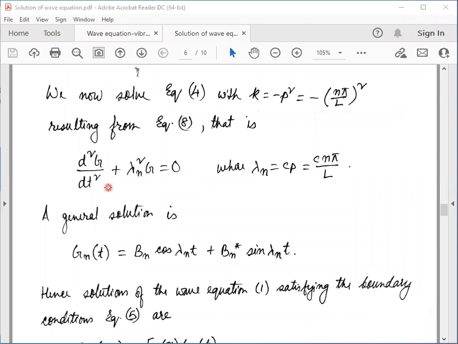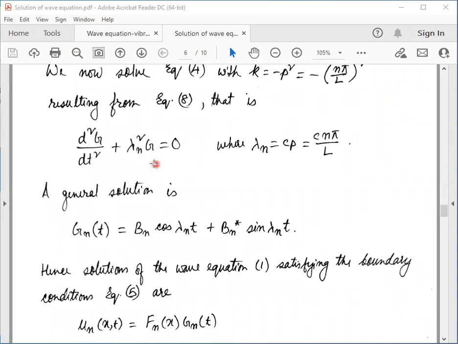And this is also a linear homogeneous ordinary differential equation, and its general solution is given by gn of t is equal to bn cos lambda nt plus bn star sine lambda nt. Here bn and bn star are arbitrary constants, which we are going to determine using the initial conditions.